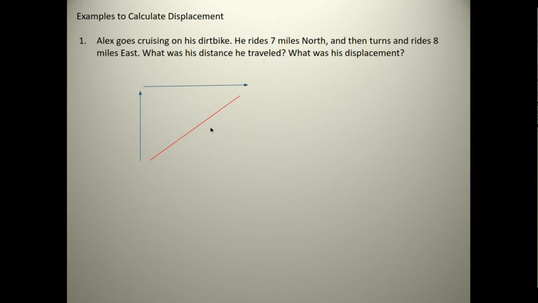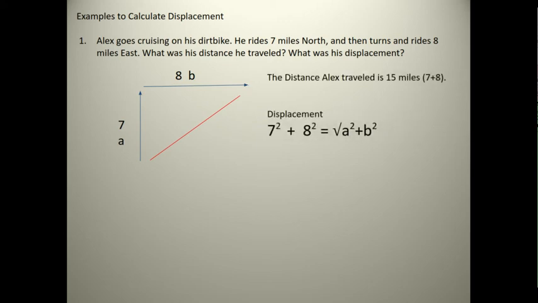Now we want to calculate the displacement. How far was he actually from where he started to where he finished? I'm going to label my A and my B. I'm just going to put 7 for my A because that was the first number I saw here, and then my 8 as my B. Now the goal is to figure out what the red line is, what his displacement was from here to here. We know that he traveled 15 miles. We just added up the two vectors, 7 plus 8. So let's calculate the displacement now.